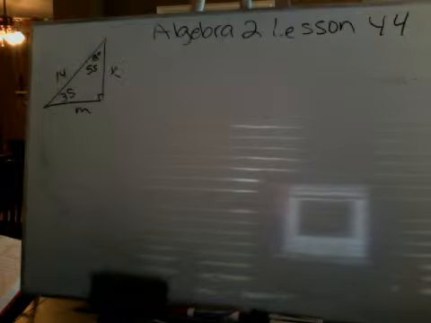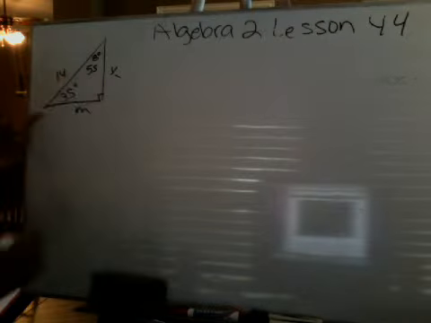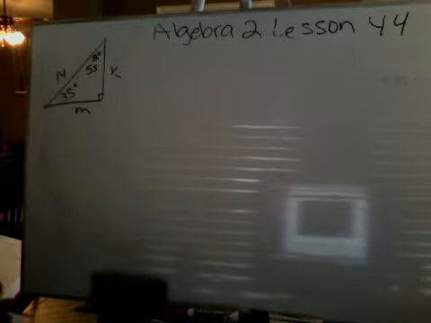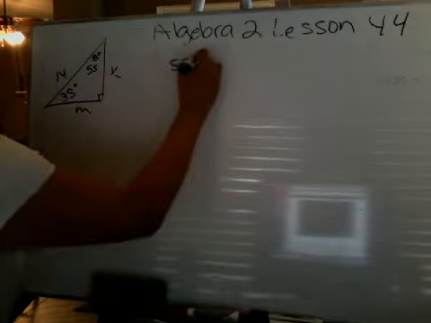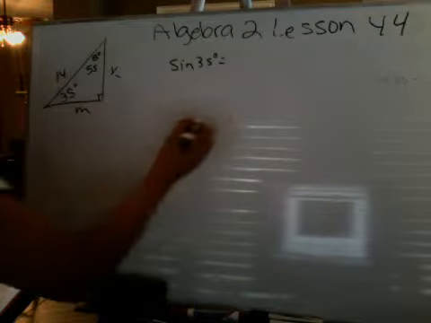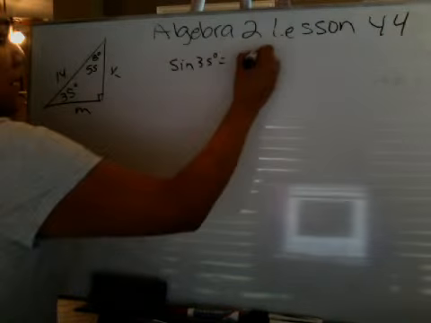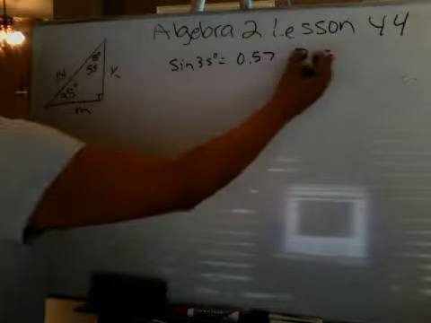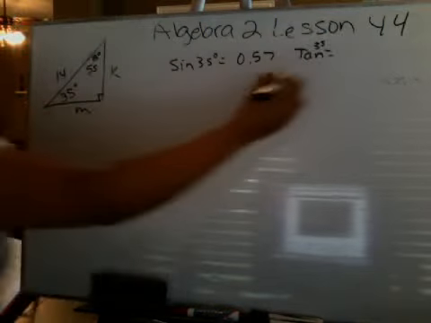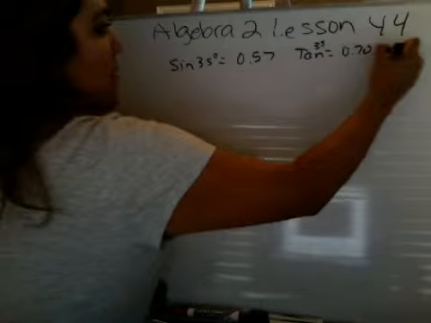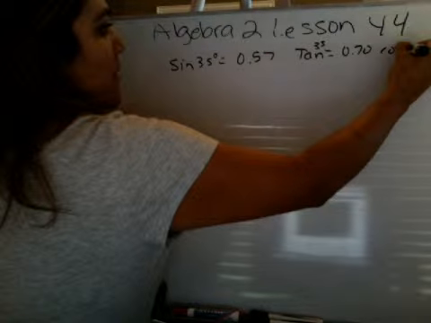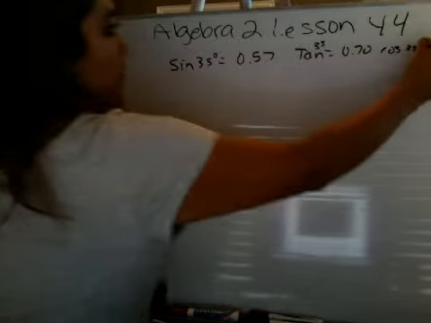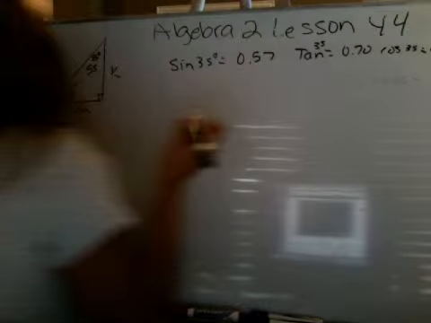Now, we can either take sine, cosine, tangent of 35 degrees or 55 degrees. It doesn't matter. I like working with smaller numbers, so I'm going to use 35. So I'm going to do sine of 35 degrees on the calculator, and I get 0.57. Tangent of 35 degrees is going to give me 0.7, and then cosine of 35 is going to give me 0.82. I simply put these in my calculator.